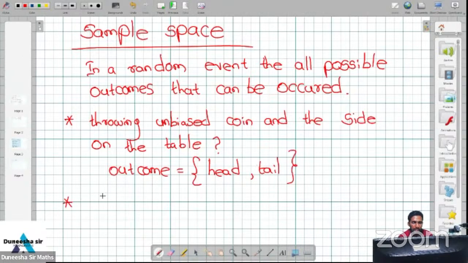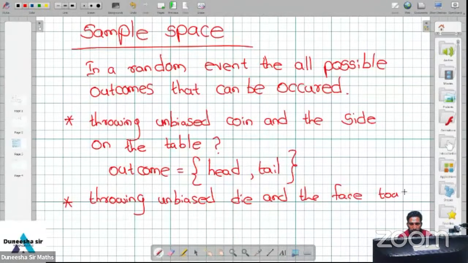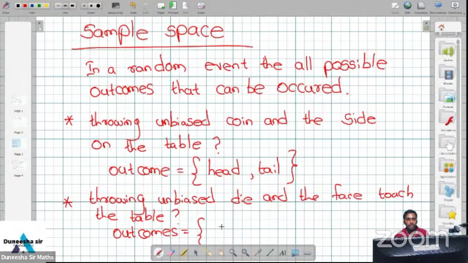Okay. The next one, throwing an unbiased die and the face touch the table. Okay. Do you know what are the sides on the die? How many numbers in the die? 1 to 6. Yes, 1 to 6. All the possible outcomes that 1 to 6. Okay. Can you write it down? Sample space. Sample space in a random event that all the possible outcome that can be occurred.